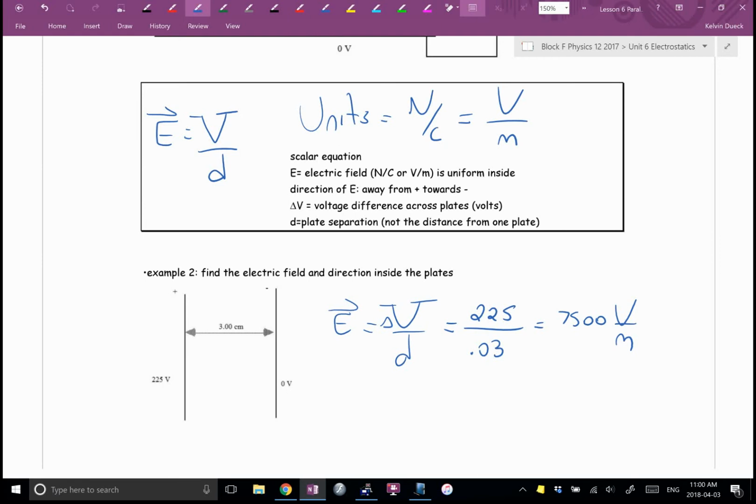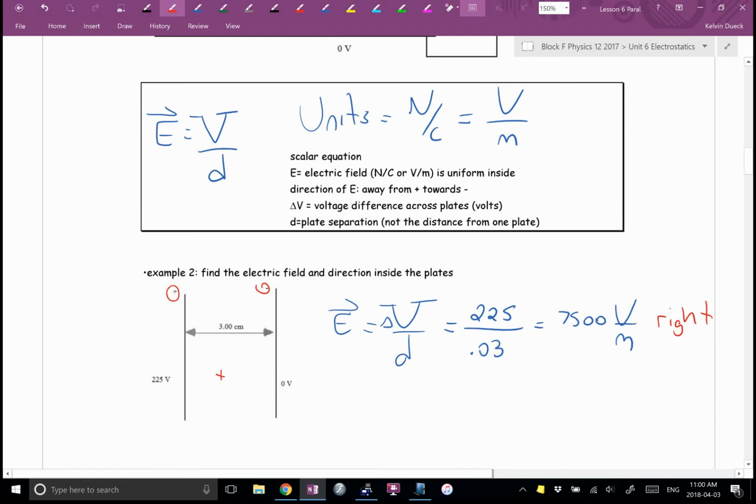How do I figure out the direction of electric field? Well, we imagine a little positive charge sitting right there, and we ask, which way would it want to move? Well, it would want to move away from positive towards negative. Is that going to be to the left or to the right? Because this is more positive than that.